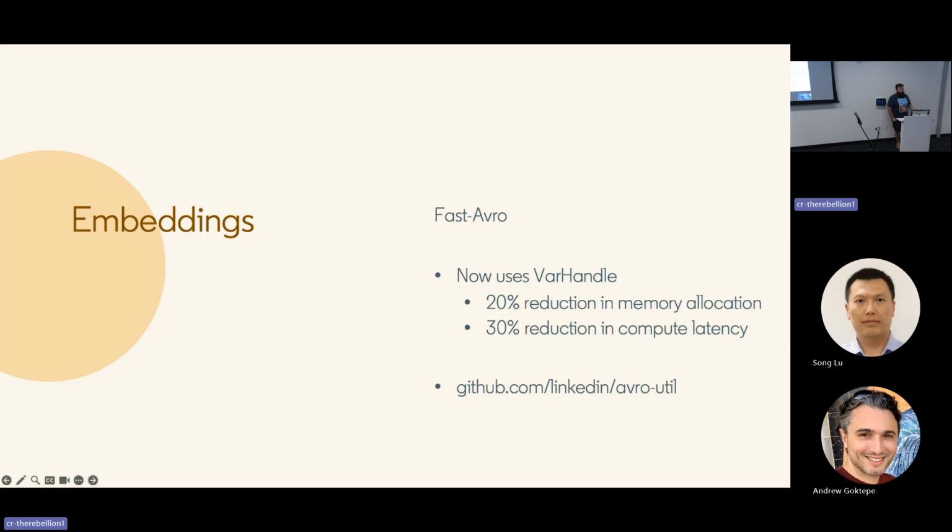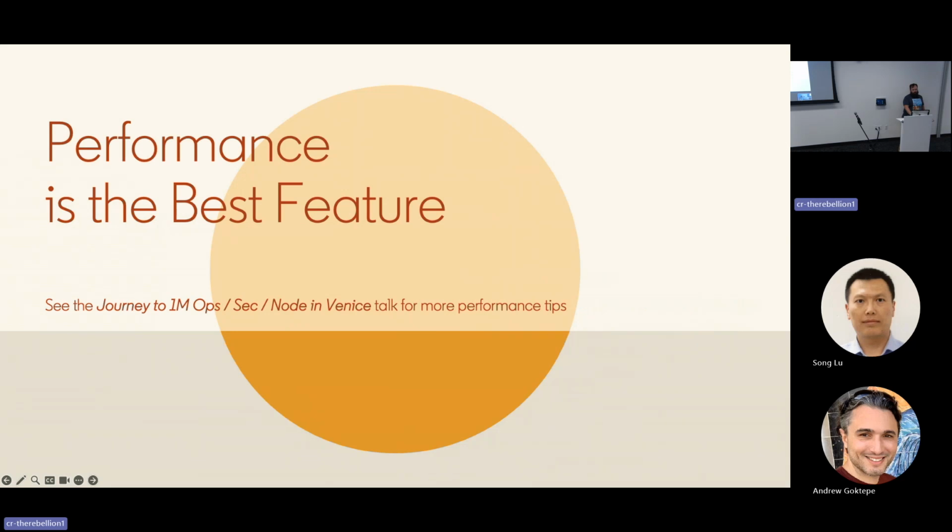This has really improved the embedding heavy use cases, and you can check that out at the link on the slide. There's a lot of neat stuff in there. It's used very heavily at LinkedIn. Oop. That didn't go to the next slide. That's weird. Okay. Next, performance is the best feature.